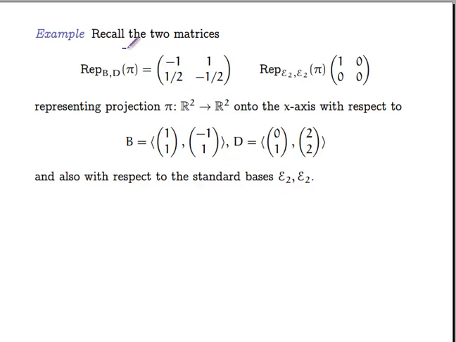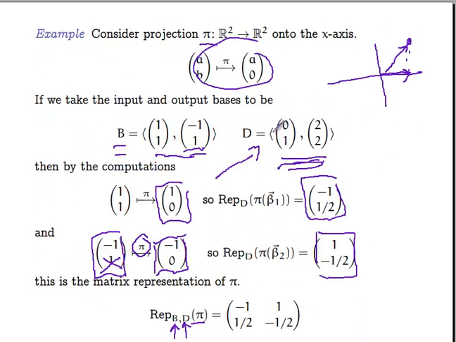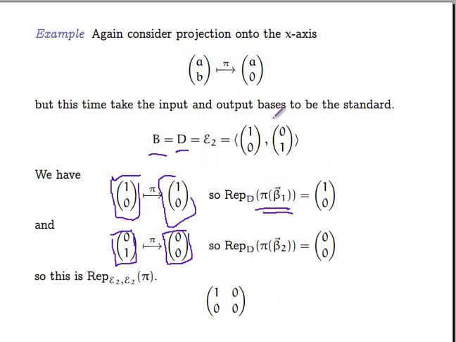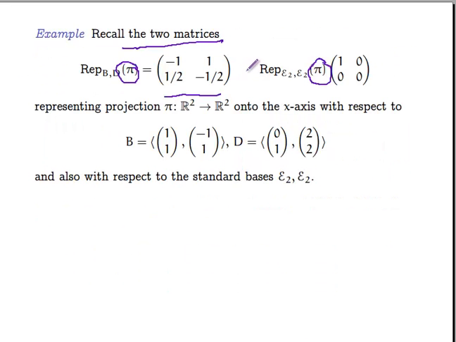Now recall that the two matrices, (-1, 1/2; 1, -1/2) and (1, 0; 0, 1), were two different matrices associated with the same projection map pi. Let me go back and show you that. Remember, the first time we did it, (a, b) goes to (a, 0). We used these bases, B and D here. The second time we used these bases here and here, (1, 0), (0, 1). So we actually have two different matrices representing the same linear map.